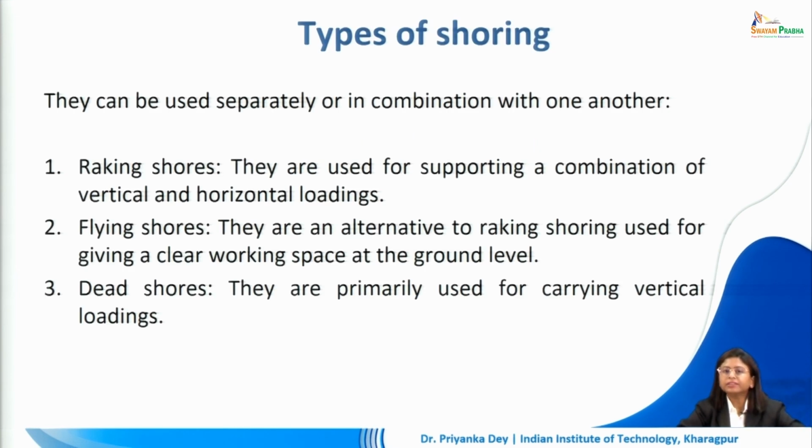So shoring, we can either use each of these types individually or we can use them in combination with one another. The first type is called raking shores and they are used for supporting a combination of vertical and horizontal loadings. Usually they are inclined and they are supporting a wall by taking support from the ground. Flying shores are an alternative to raking shores, and we use this when we need a clear working space at the ground level. So let's say we cannot take support from the ground and we need to support this wall at a level higher than the ground, we will go for flying shores.